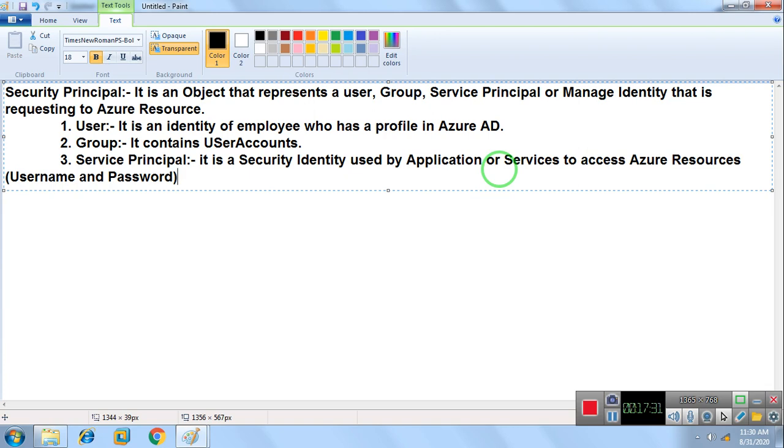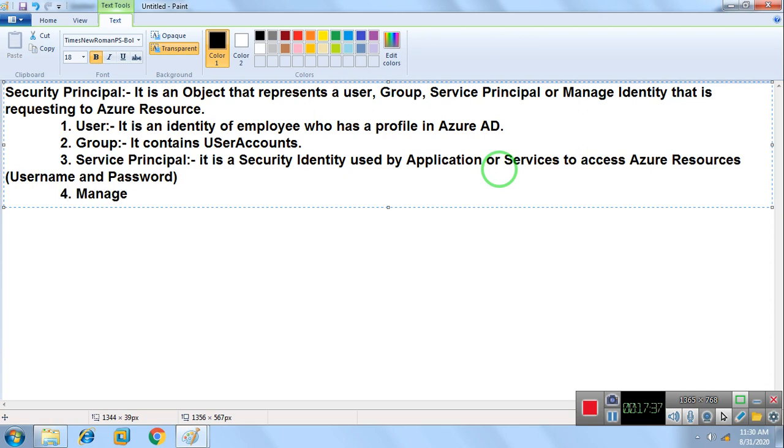Number four is managed identity. What is it? It's an identity in Azure AD that is automatically managed by Azure. For example, I can give you cloud applications.